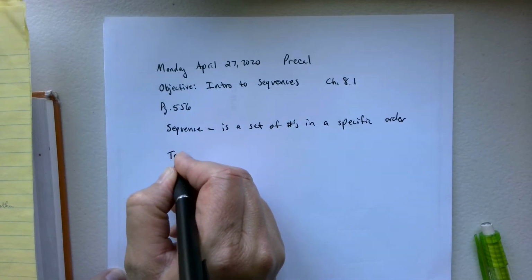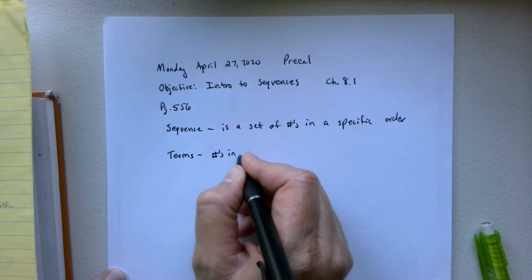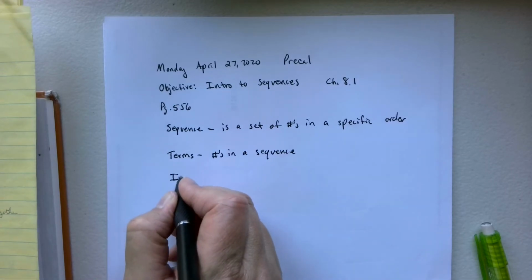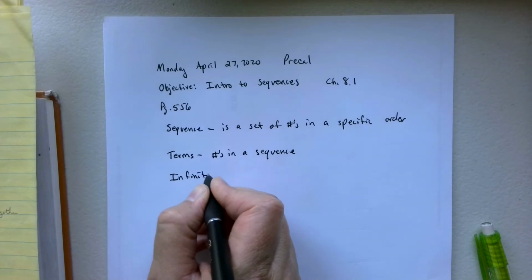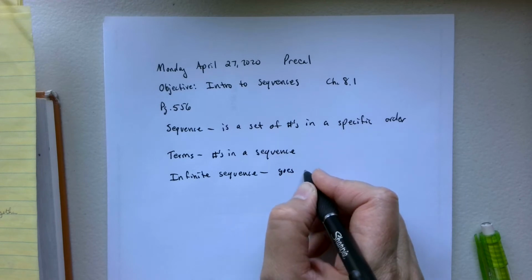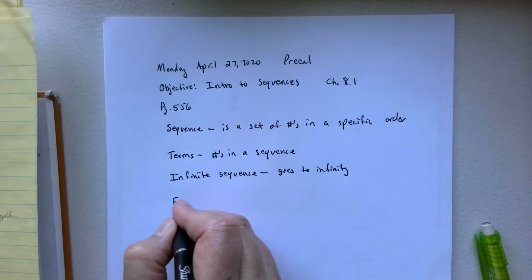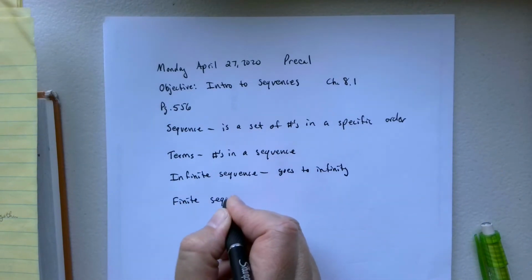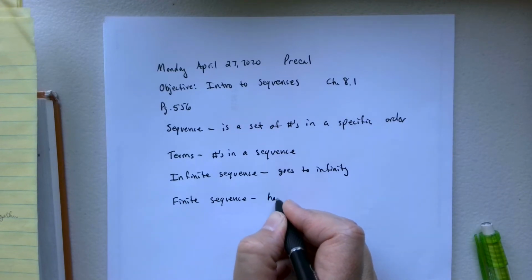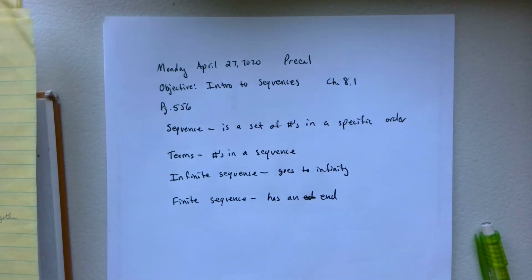Each sequence has terms. So terms are the numbers in a sequence. You can have an infinite sequence, which just means it goes to infinity, that it never stops. But you can also have a finite sequence, which means that it has an end, just a set number of terms.